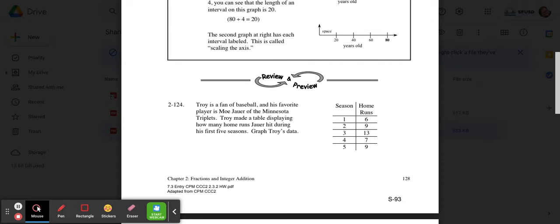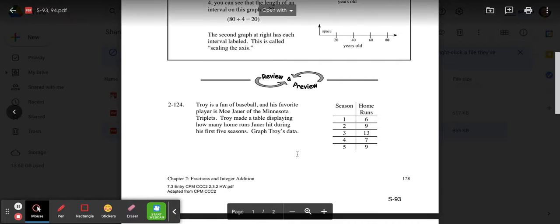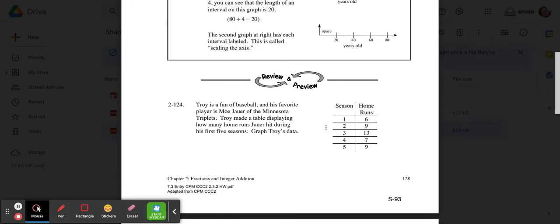Good morning. This video is to help support you with the standard homework for S-93. So we are given a situation and a table, and we're looking at graphing this table. So let's look at the situation together.